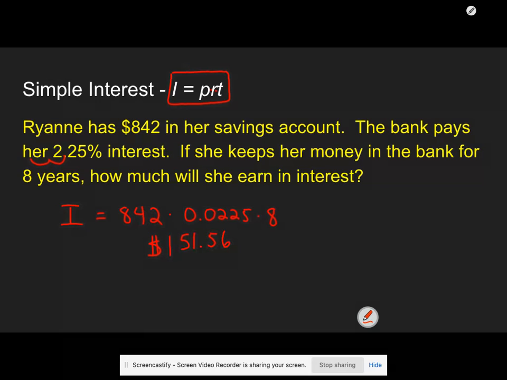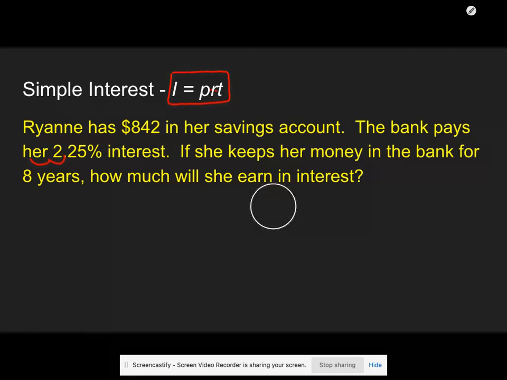$151.56. And you might think, geez, in 8 years, that's really not very much, but this is just free money the bank gives you for having money in there. So when you think about it, sometimes it's beneficial to have money in the bank just to collect some of that interest. You don't always need to spend.